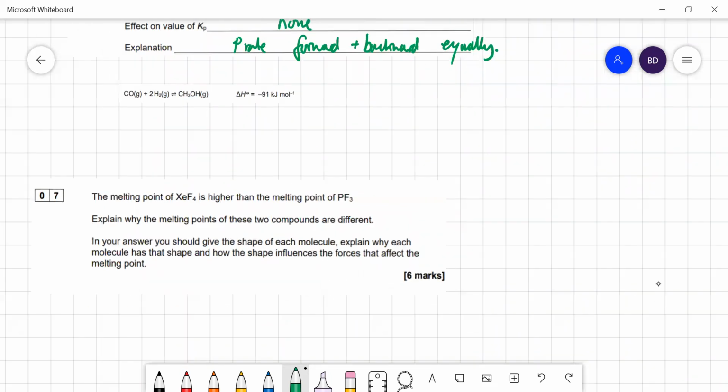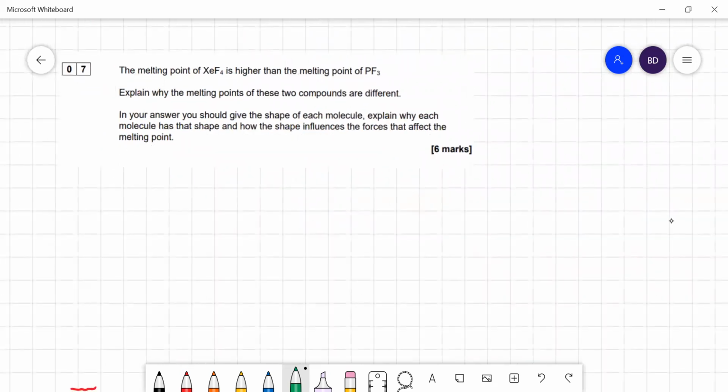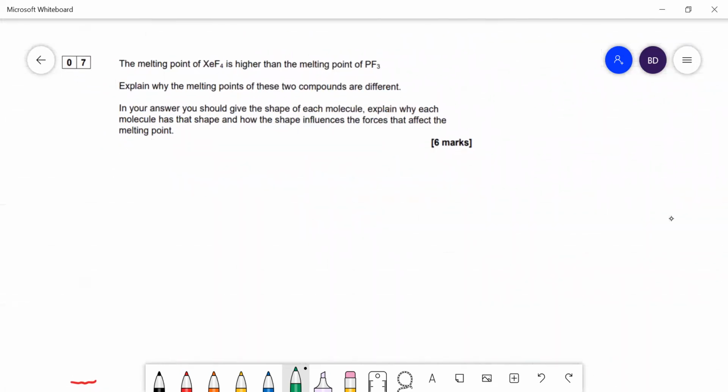Now here's a 6 marker about structure and bonding. Okay, so you've got xenon tetrafluoride and phosphorus trifluoride. The melting points are different, and xenon tetrafluoride has a higher melting point. You should give the shape of each molecule and explain why the molecule has that shape, and how it influences the intermolecular forces. Okay, so let's do the shape thing first.